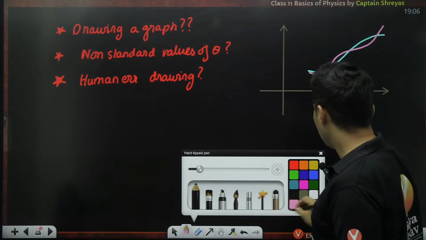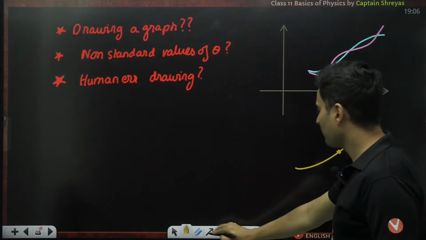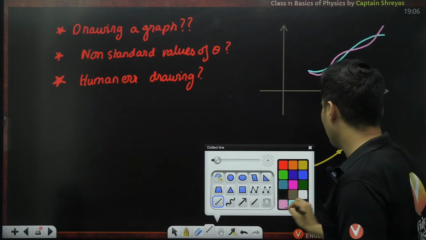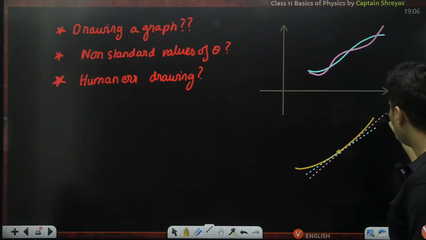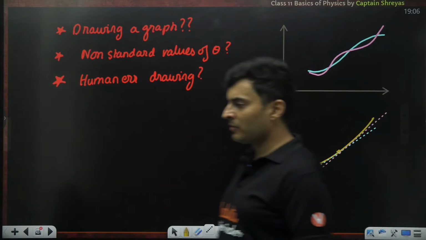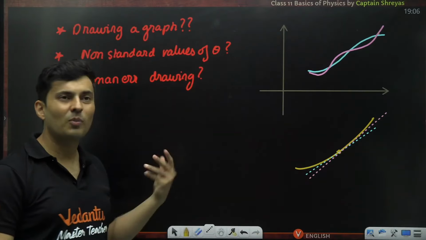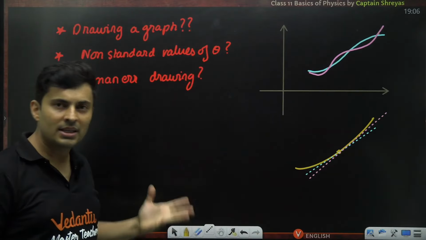Also, imagine there is a curve over here and you want to find the tangent. One person might say, this is my tangent. Another person will say, no, no sir, this is my tangent. There is a small difference between them. It's not so visible to the naked eye, and the angles also may not be standard. So these are the problems you might encounter when you are drawing graphs.